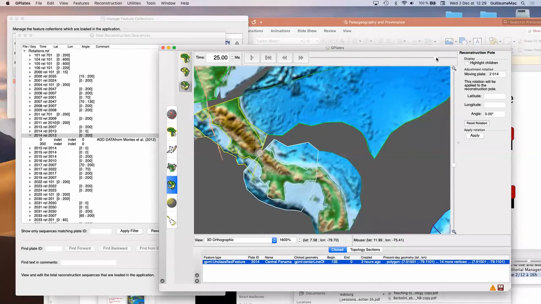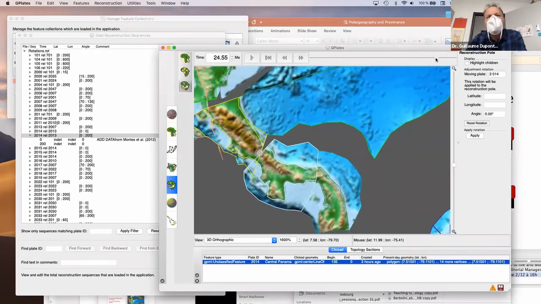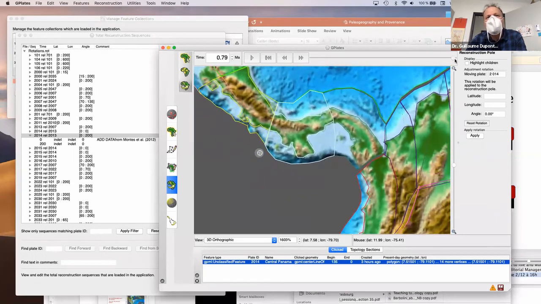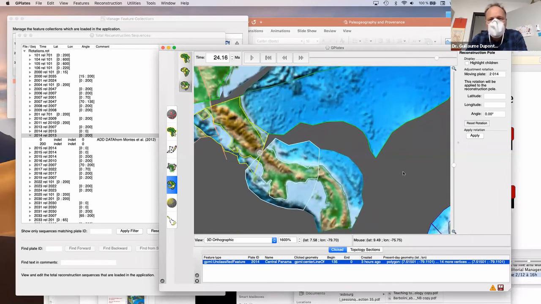Can I ask something? Just a second, let me finish. And then when I continue, when I go back to 0, it rotates then counterclockwise 25 degrees. Exactly what I wanted. Okay, yes, go on.